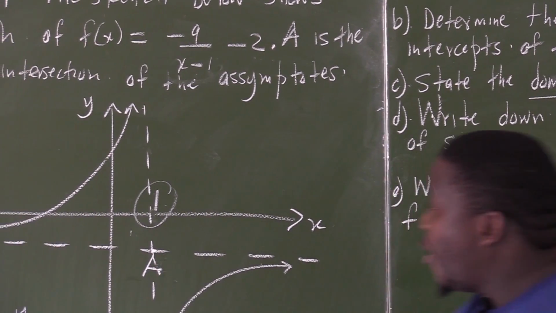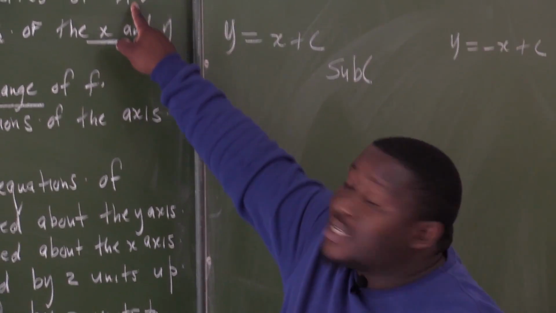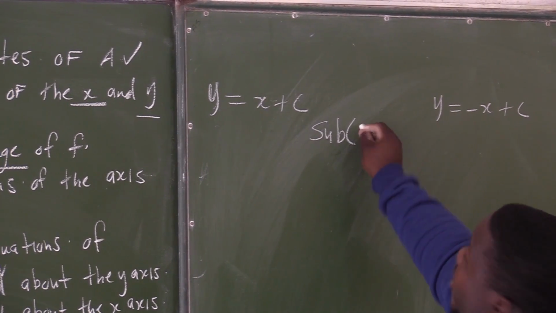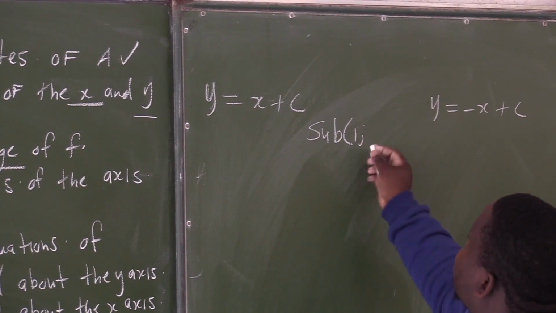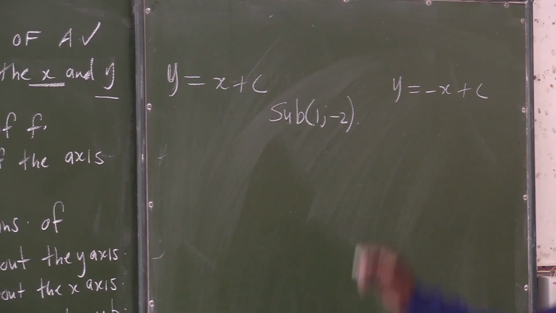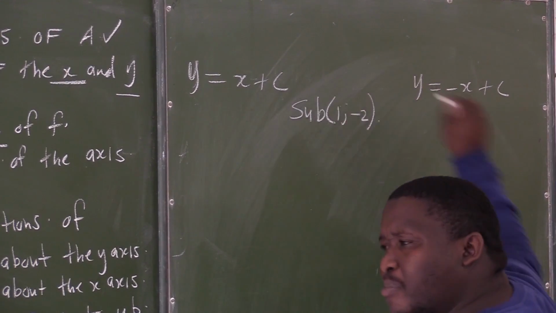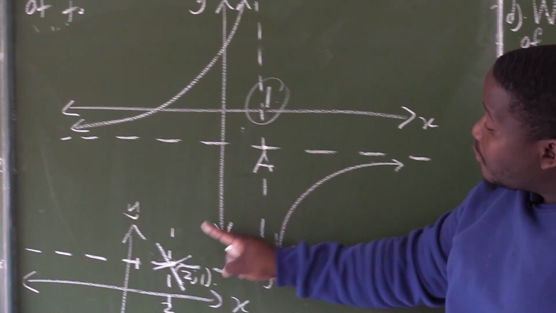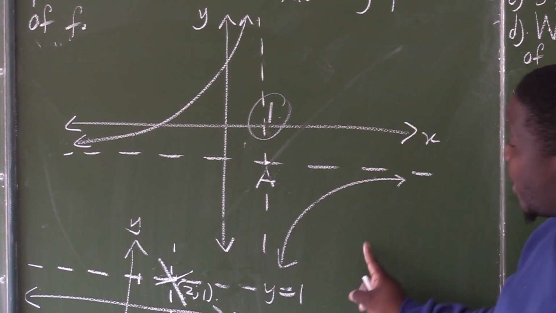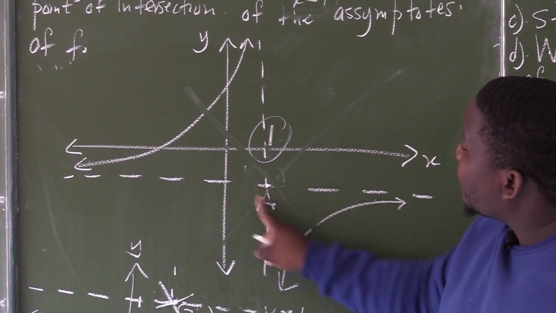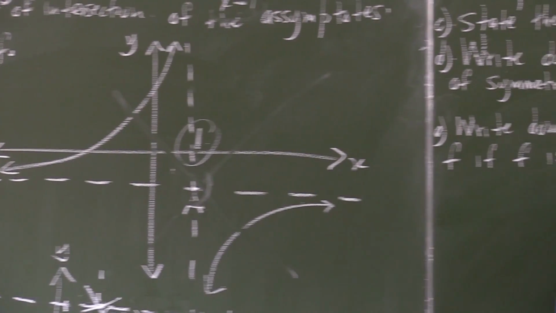In this case, what is our point? Point A. What is our point A? It was the answer from earlier: the x value was 1 and the y value was negative 2. So this is the point we are going to substitute. Why are we substituting this point? Because I just said to you, both these lines of symmetry pass through the same point. So because they pass through the same point, we will substitute the very same point on both of them.